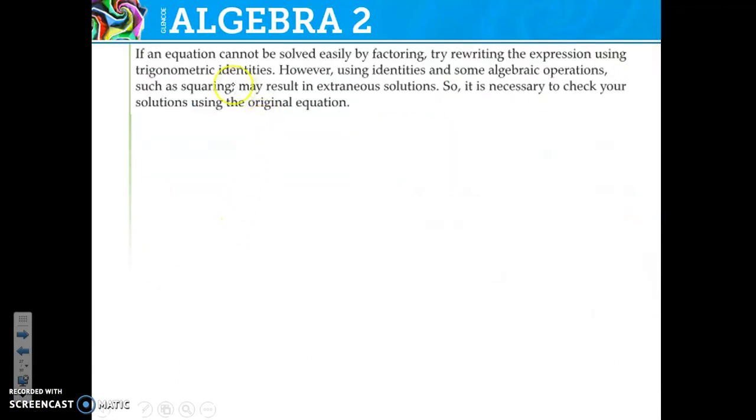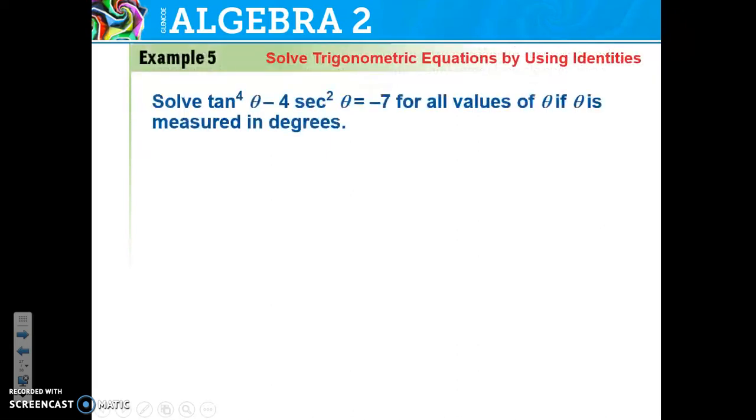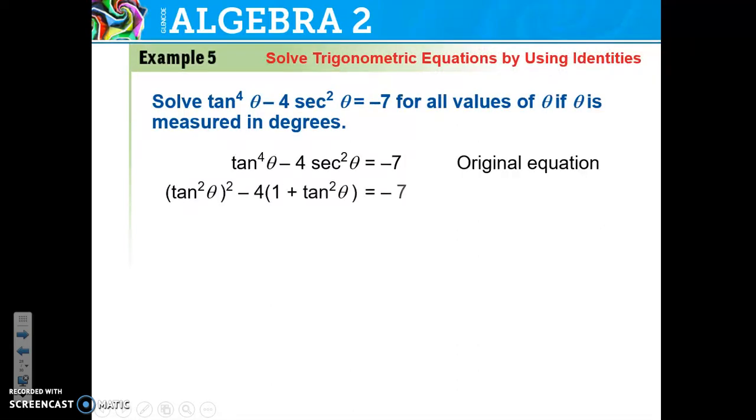All right, last example, super quick. If I can't solve easily by factoring, and we've kind of already talked about this, you try using identities. But this is why it's so important to check. Because if I'm using identities, or if I'm like squaring both sides, a lot of times you get an extra or an extraneous solution that doesn't work. So take a look at this example real quick.